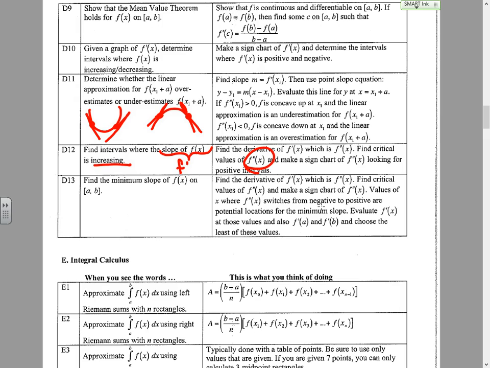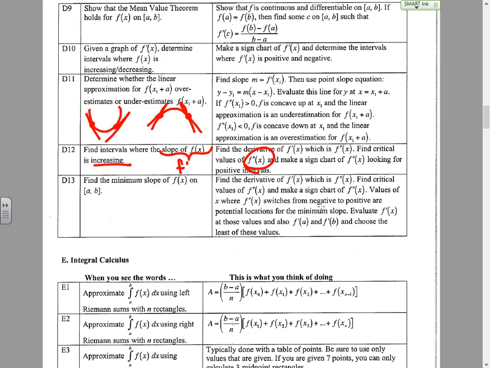D13, I knew how to do it, but I didn't know how to say it. I put find F double prime of A and F double prime of B and compare it to when F triple prime is 0. Plug into F double prime and compare values. Not F triple prime, F double prime. Yeah, that sounds like I know what to do. Well, how do I explain this?